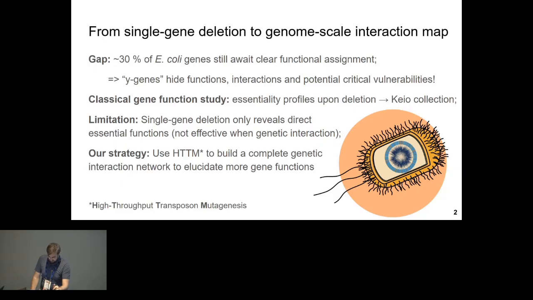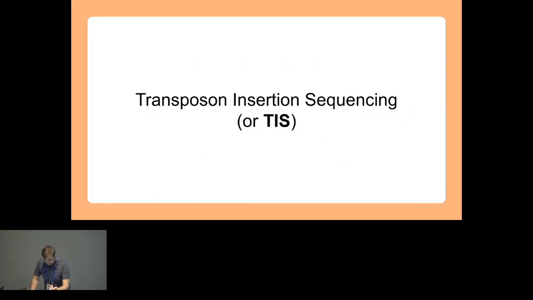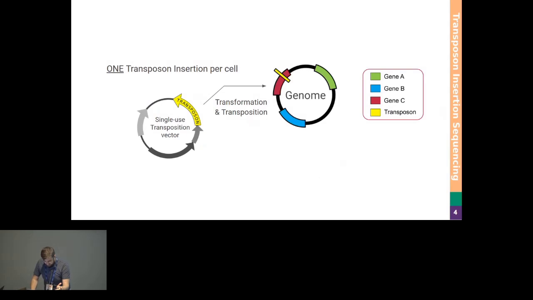Because HTTM is based on transposon insertion sequencing, or TIS, let's first revise this experiment to make sure everybody is on the same page. So TIS starts with a transposition vector transformed into receiver cells, here represented by a circular genome. The single-use vector is only expressed once, leading to a single transposition event in the cell at a random position of its genome.